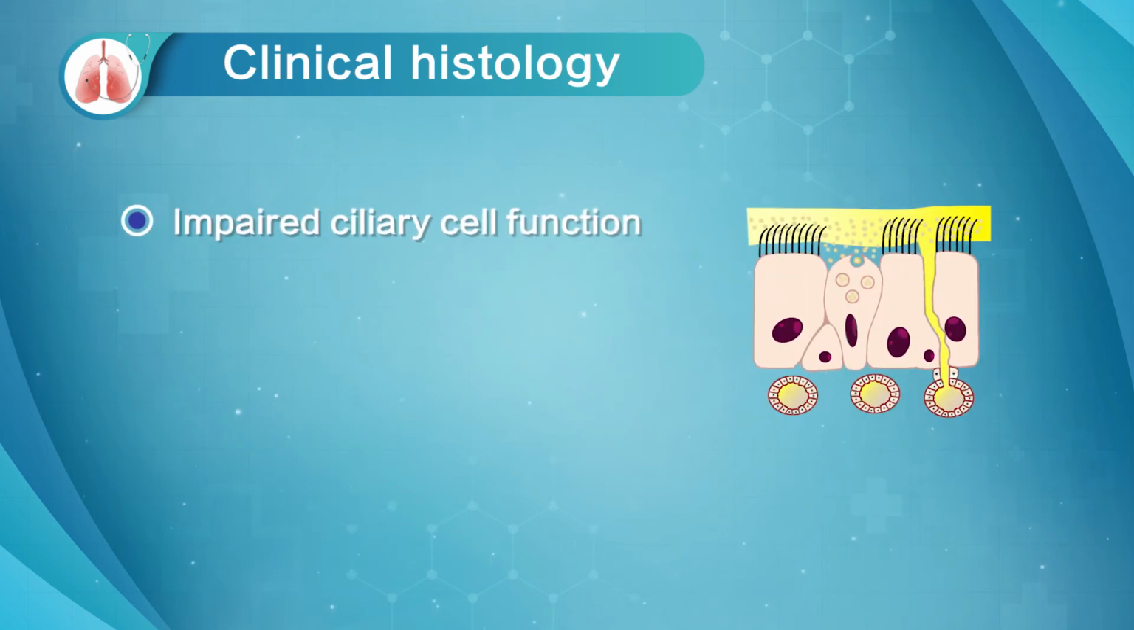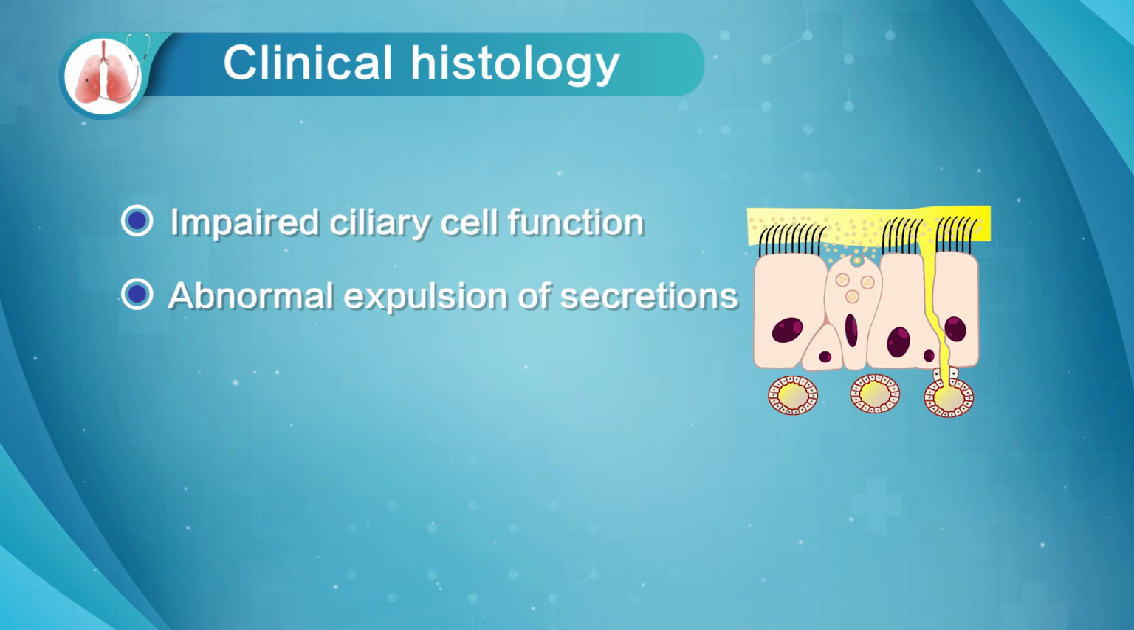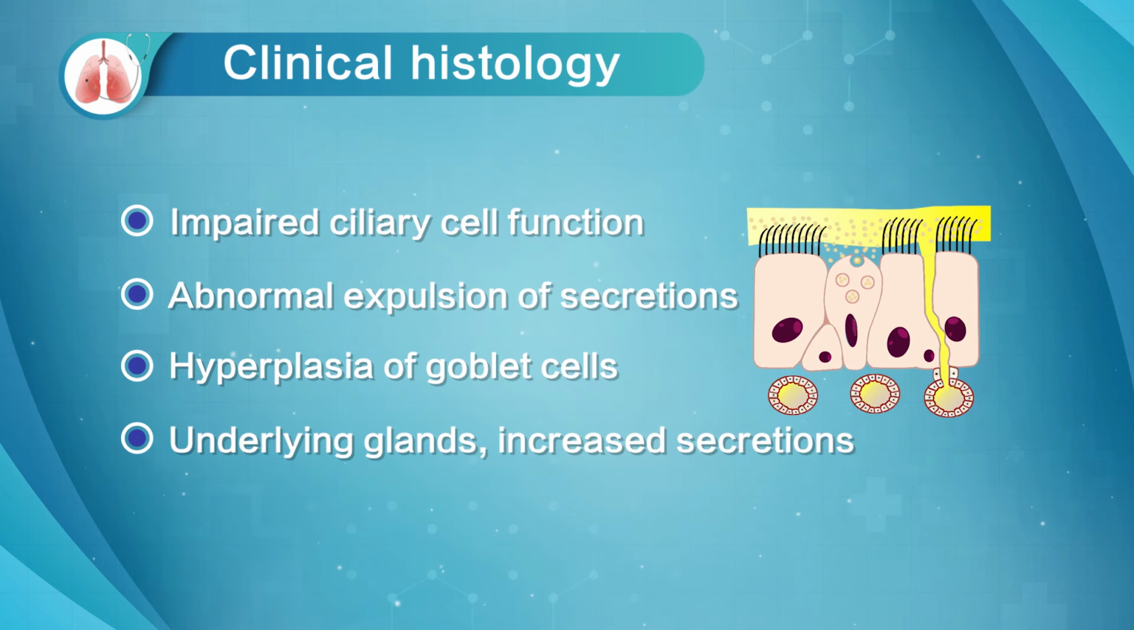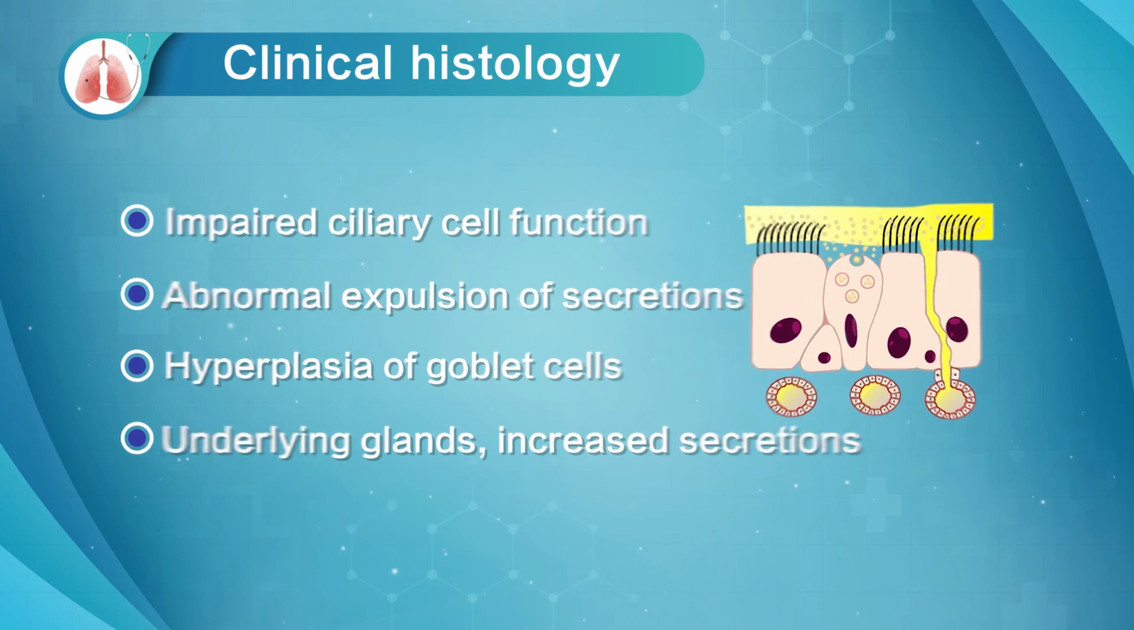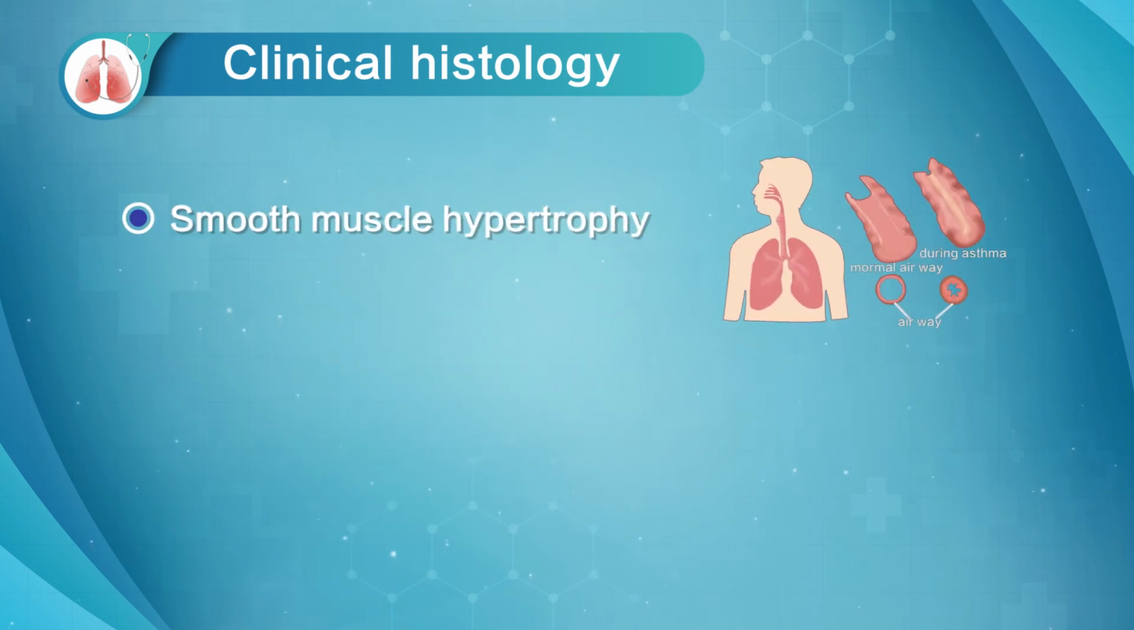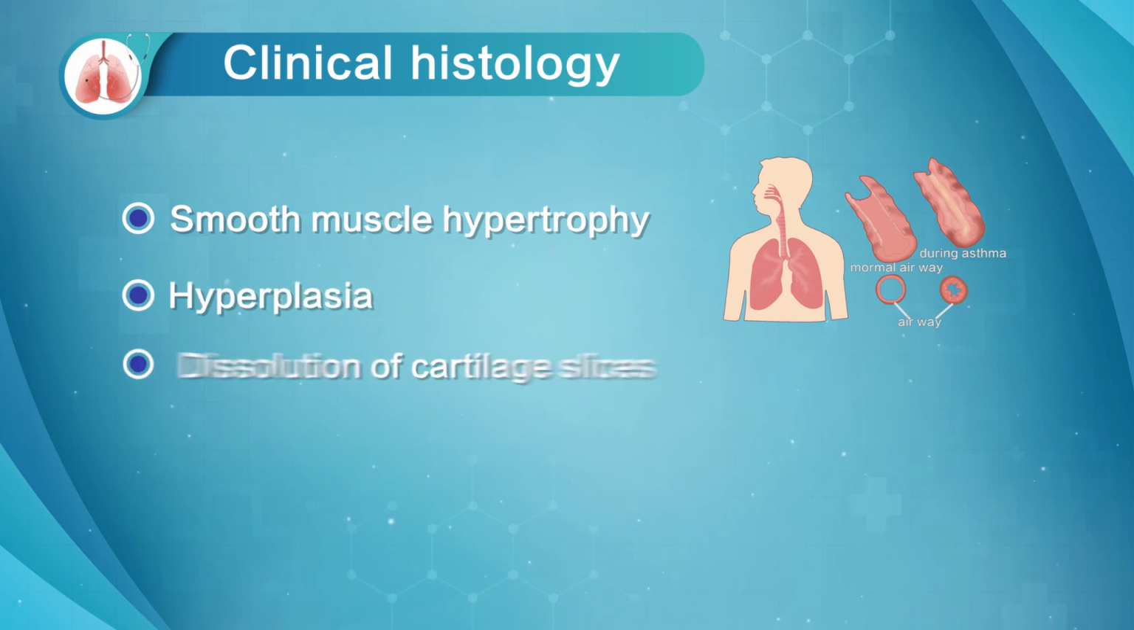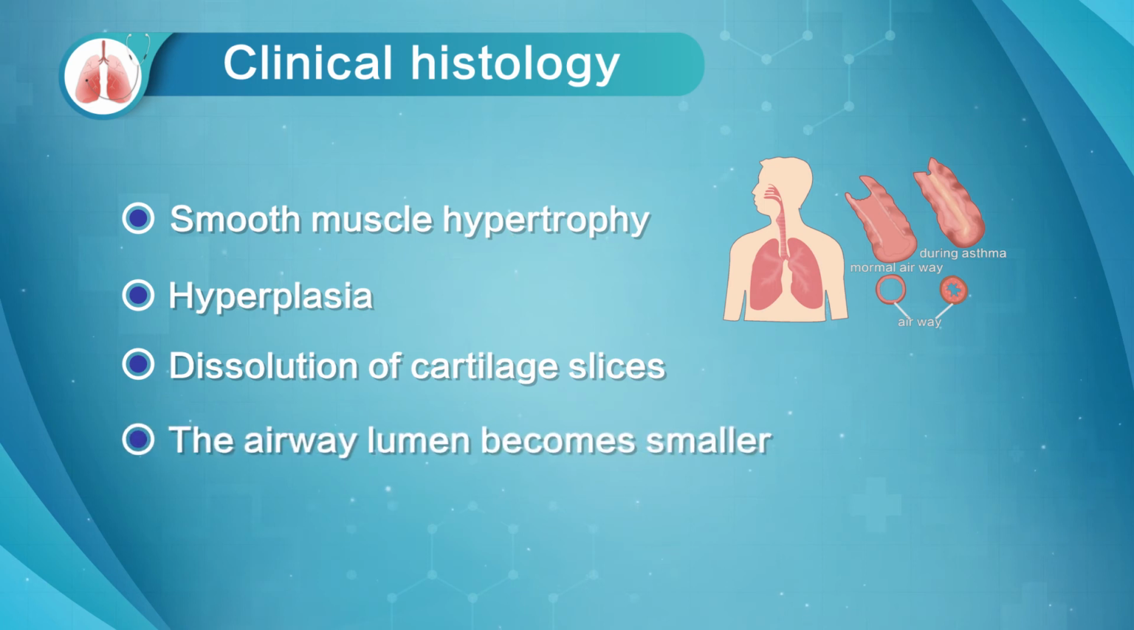It started with impaired ciliary cell function, then abnormal expulsion of secretions, hyperplasia of goblet cells and underlying glands, as well as increased secretions. These changes were associated with smooth muscle hypertrophy or even hyperplasia, and dissolution of cartilage slices. The airway lumen becomes smaller and may even collapse in serious cases. These changes are gradual and progressive.